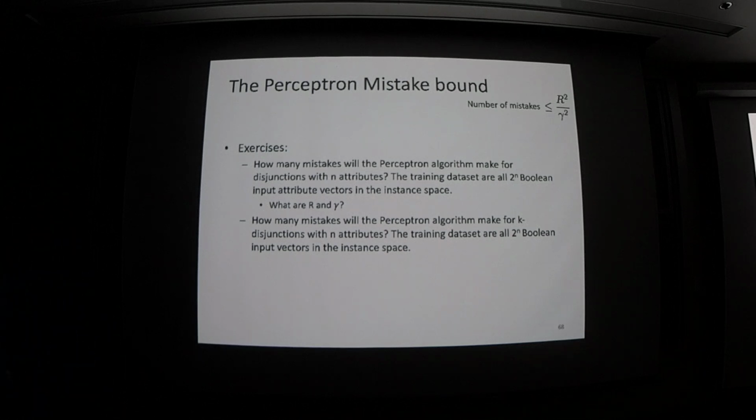The second question is, how many mistakes will the perceptron algorithm make for a disjunction of k variables out of n attributes? If I just pick k variables out of all n attributes to form a disjunction, and we still have 2 to the power of n training input vectors, how many mistakes will a perceptron make to obtain a linearly separable hyperplane?